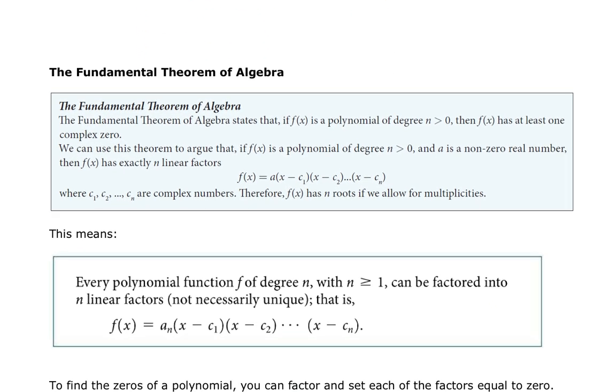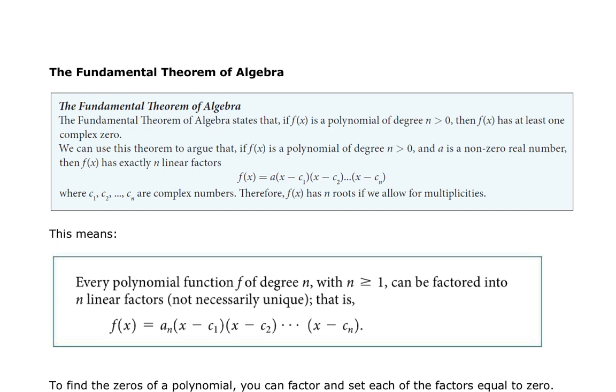Nice refresher. So the fundamental theorem of algebra states that if you have a polynomial of degree n, which is strictly greater than 0, so we're not talking about a constant, then the polynomial has at least one complex zero. And you're like, what? That's okay, don't worry about it. We can use this theorem to say that a polynomial of degree n, where n is greater than 0, has at least one non-real zero and then has exactly n linear factors.